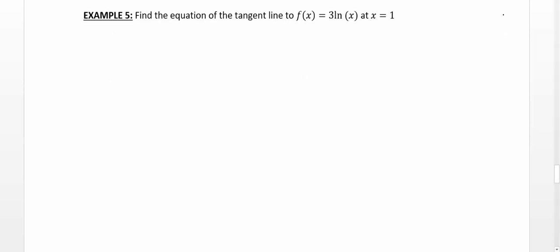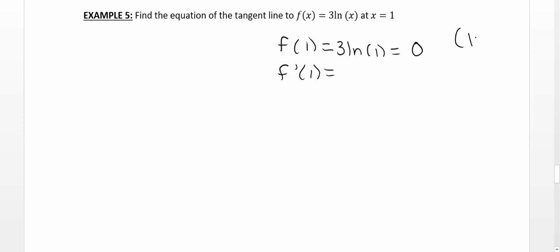Example 5. Find the equation of the tangent line to f of x equals 3 natural log of x at x equals 1. So again, to get the equation of the line, we're going to need the functional value at 1, and we're going to need the derivative at 1. So the functional value at 1 means we're going to plug 1 into the original function to get the y value. The natural log of 1 is 0, and 0 times 3 is 0. So that means the point where our tangent line touches is going to be at the point (1, 0).